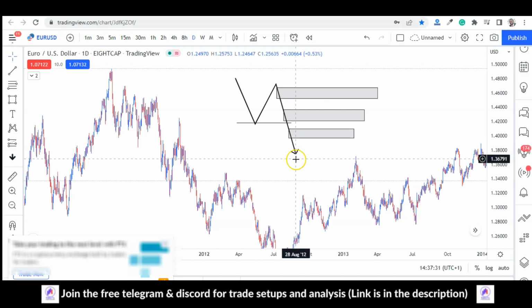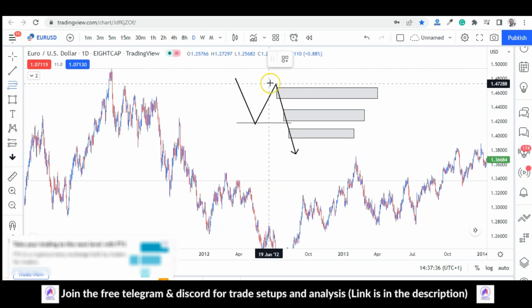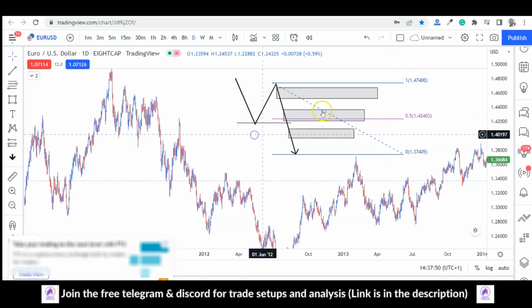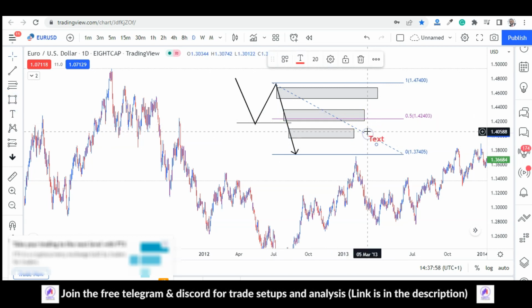You identify these premium and discount zones. It's easy. Just take your Fibonacci tool from the swing high to the swing low. If you notice my Fib tool, I only have just 3 numbers: 1, 0.5, and 0. I don't need any other number, okay? Any time price is below here, below the 50, that is my discount zone.